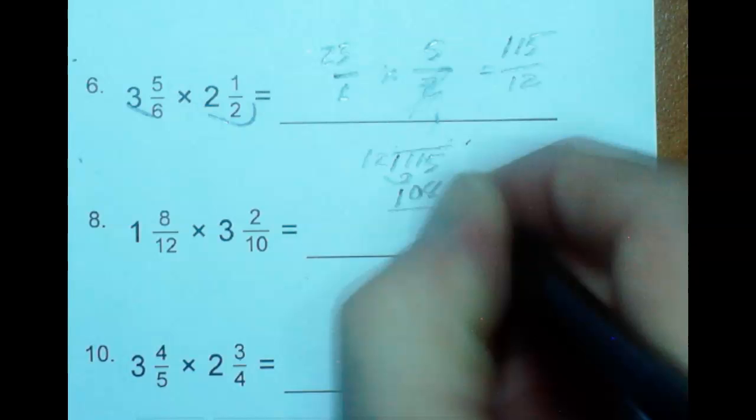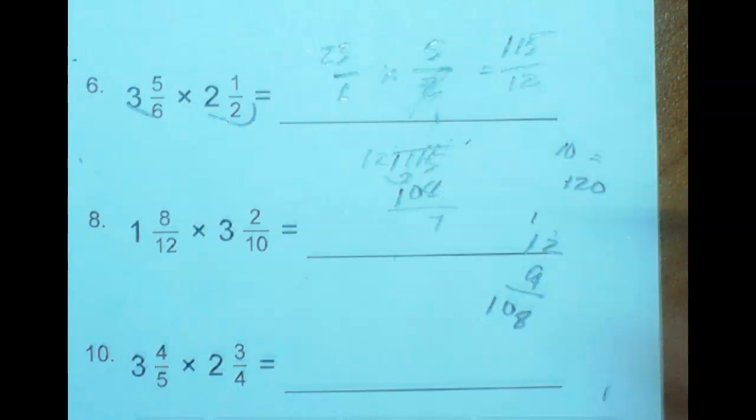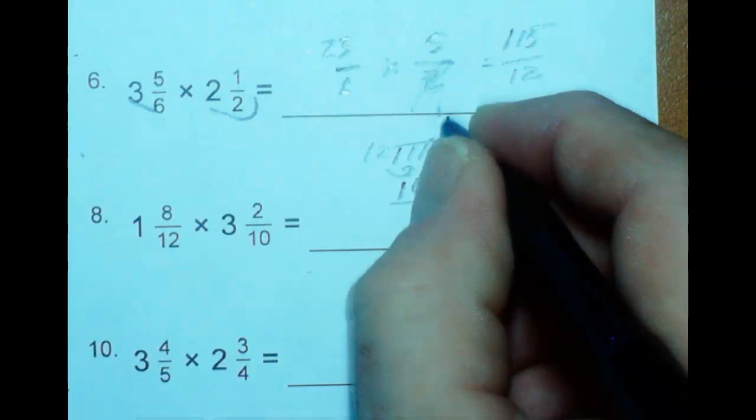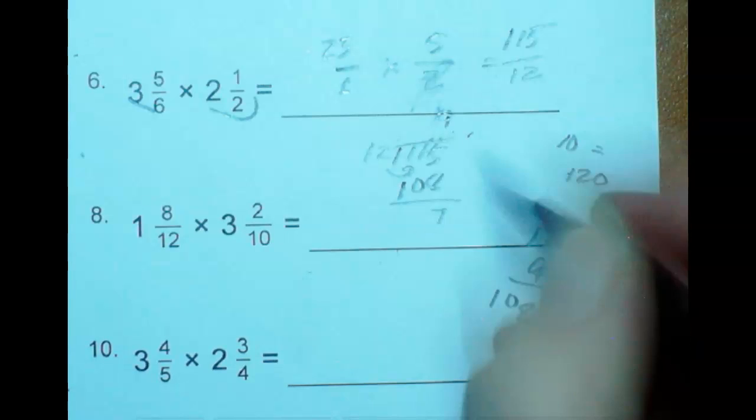We can subtract that. We're going to have 7 left over. So our answer is 9 wholes and 7/12.